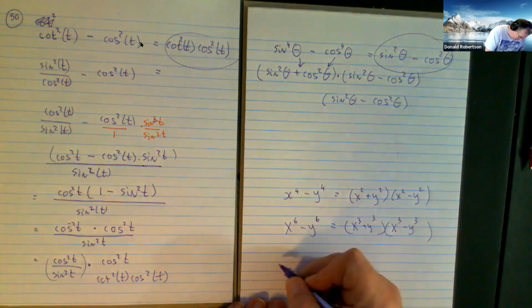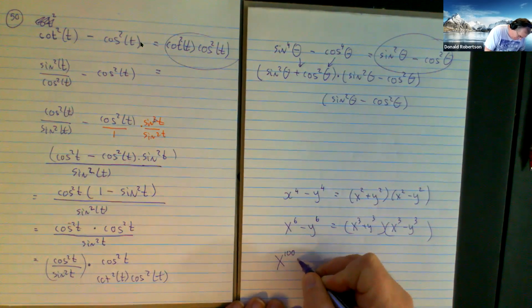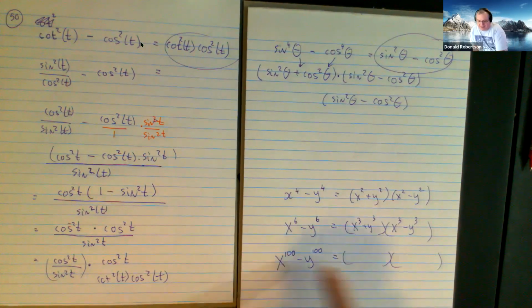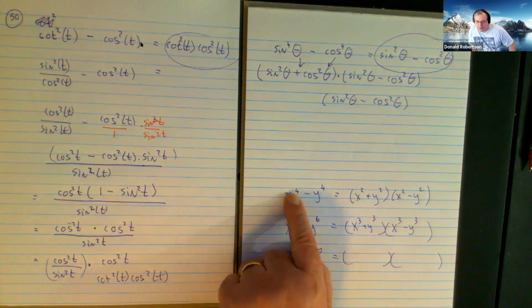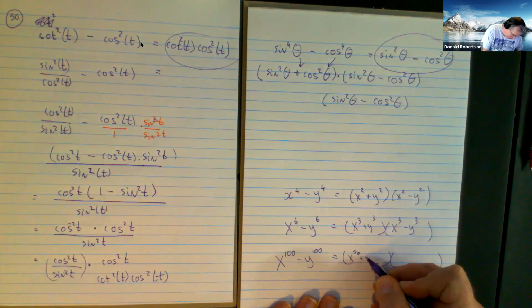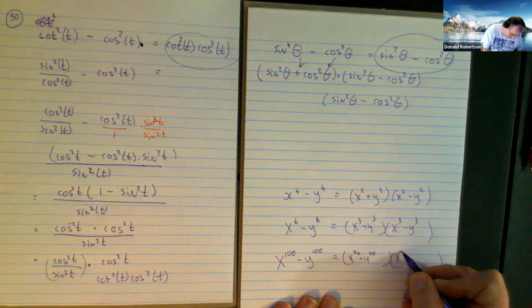Last one then. You definitely wouldn't get an identity with 100 power in it, but pretend you did. What would that one get you? There's a pattern going on here. When it was 4s, right? X to the 50 plus y to the 50, and then x to the 50 minus y to the 50.